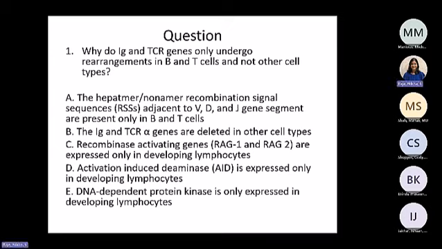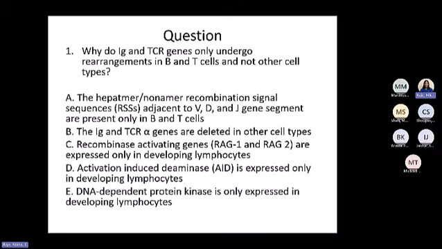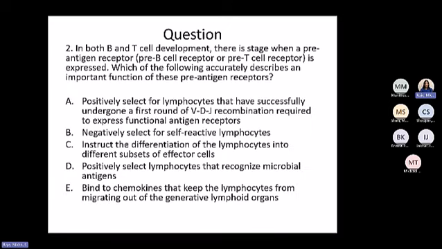A couple of questions. Why do immunoglobulin and TCR genes undergo rearrangements in B and T cells and not other cell types? Come back to that. Another one: in both B and T cell development, there is a stage where a pre-antigen receptor is expressed. Which of the following accurately describes an important function of these pre-antigen receptors?